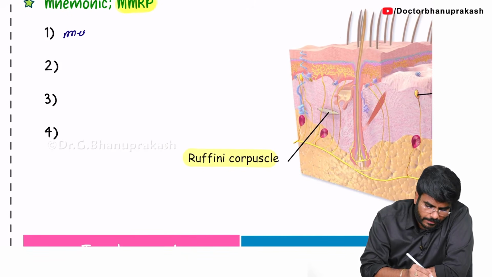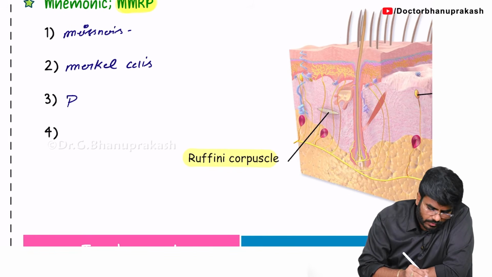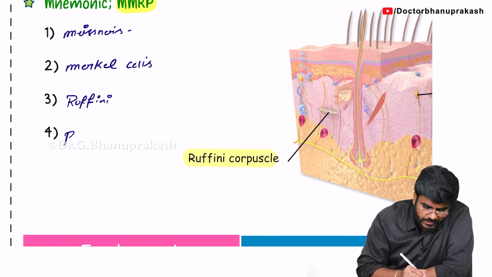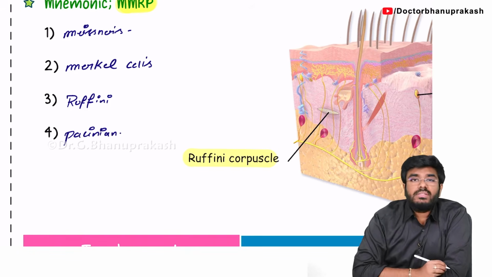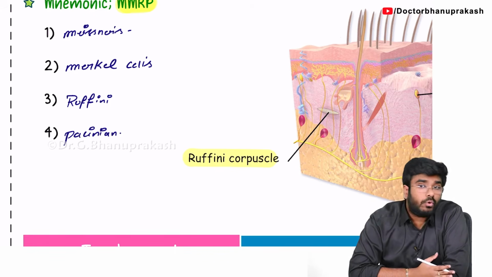Meissner's corpuscle, Merkel cells, Ruffini's and Pacinian. So these are the 4 different types of touch receptors. Others are also there, but these are the 4 important ones which you need to know for your exam.